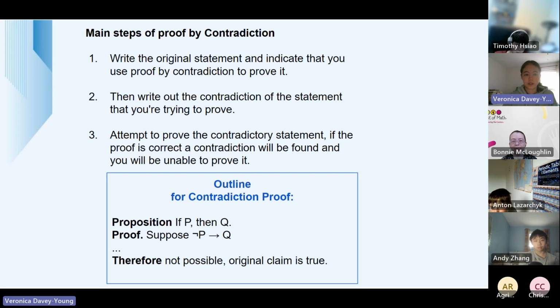So here are the steps. You write the original statement and indicate that you will use proof by contradiction to prove it. Then you write out the contradiction of the statement that you're trying to prove. And then you attempt to prove the contradictory statement. If the proof is correct, a contradiction will be found and you'll be unable to prove this contradictory statement.